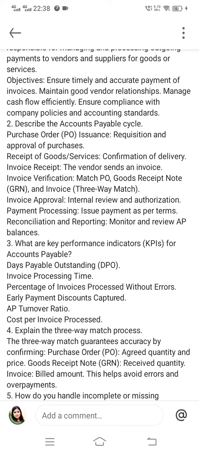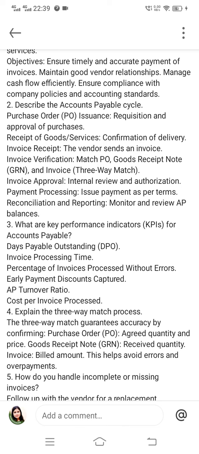Then we verify the invoices. We have two kinds of matches. I think we have more than two, but we will discuss two in this video: two-way match and three-way match. Two-way match is when we match the PO with the invoice. In three-way match we match the PO, the GRN, that is the goods receipt note, and the third is the invoice. This is our three-way match, which we follow in accounts payable, and it really helps to maintain accuracy and stay organized.